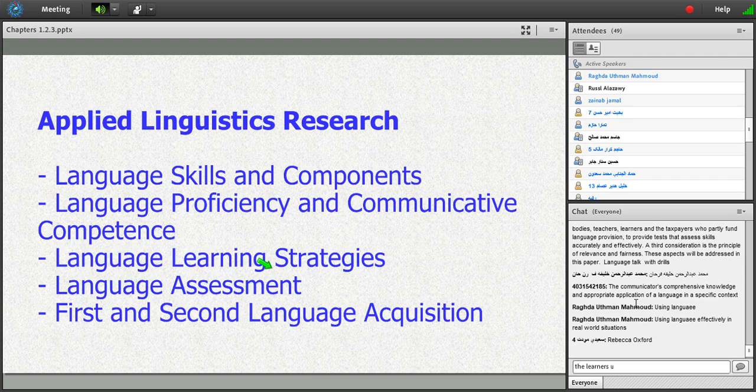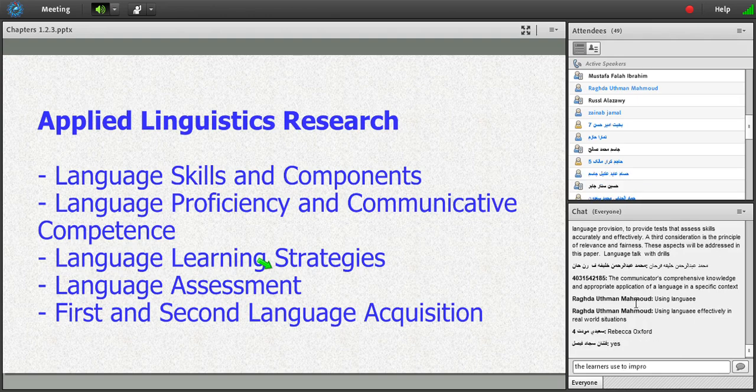Metacognitive strategy, for example, you say, okay, when I want to study this section of the book, I need 10 minutes. So you pre-plan for what you want to do. So language learning strategies are individual approaches to learning. It means that I use my own techniques to make learning easier and faster. So language learning strategies can be a source of research in applied linguistics.